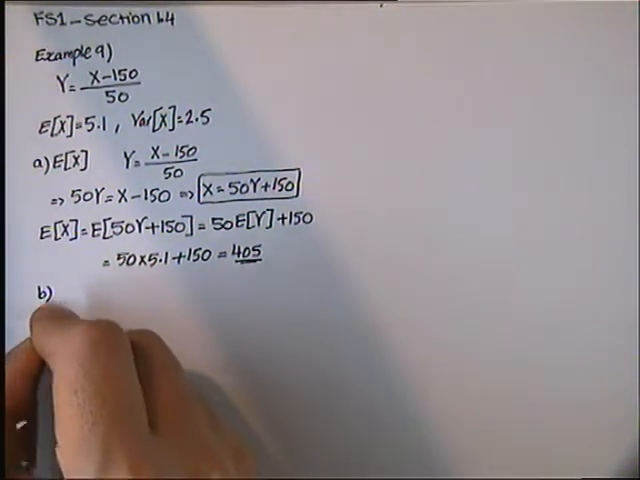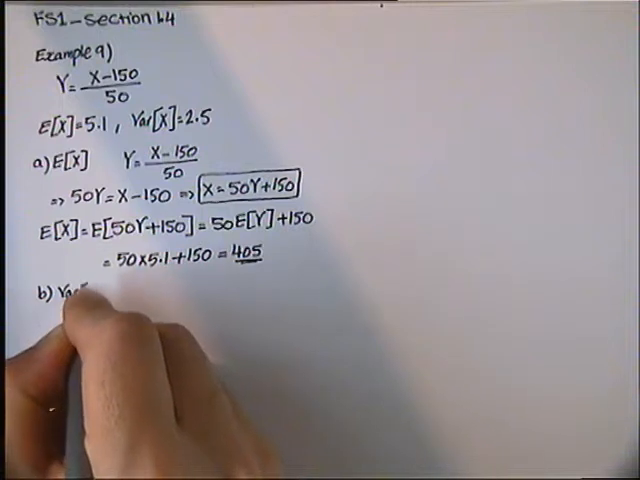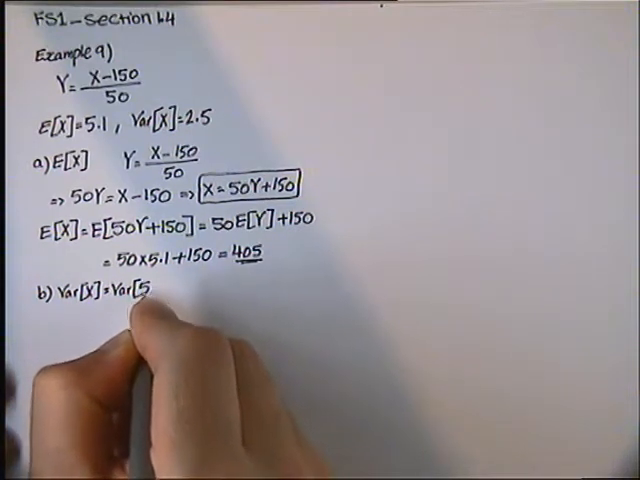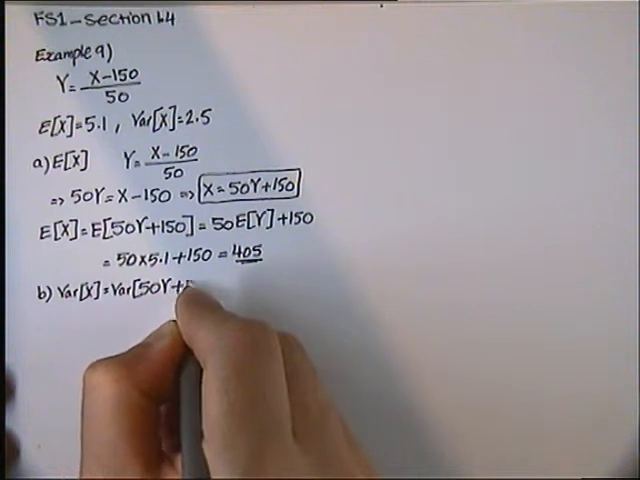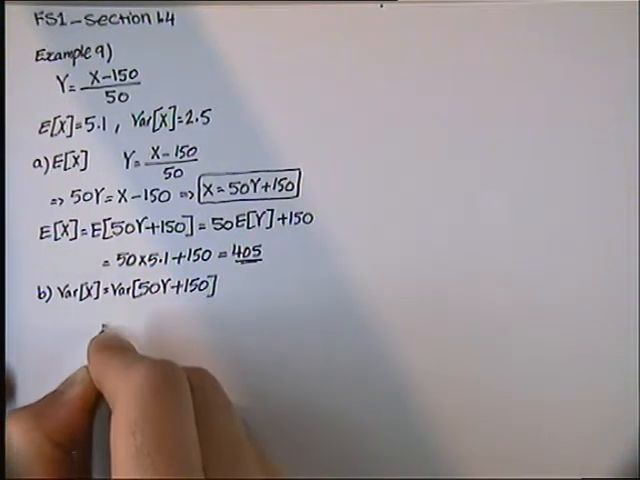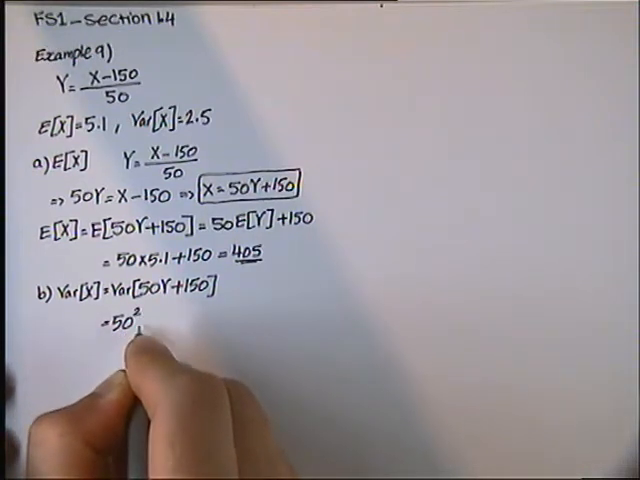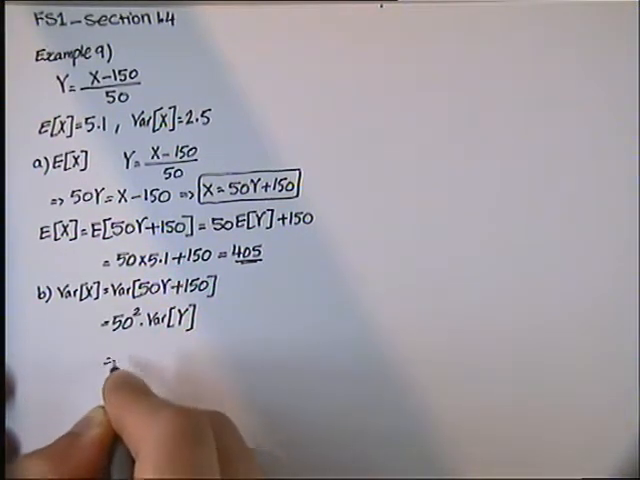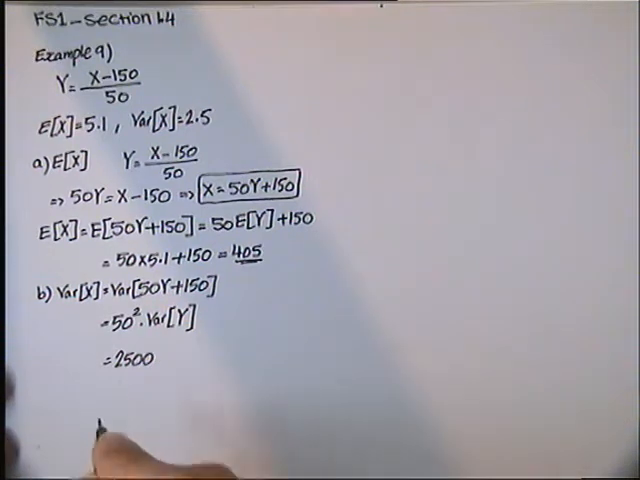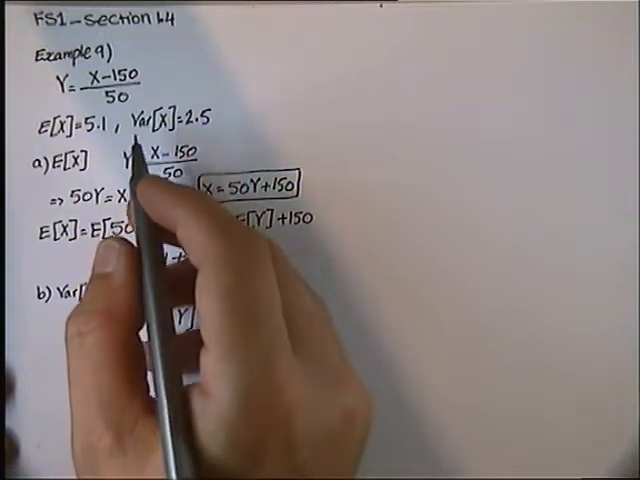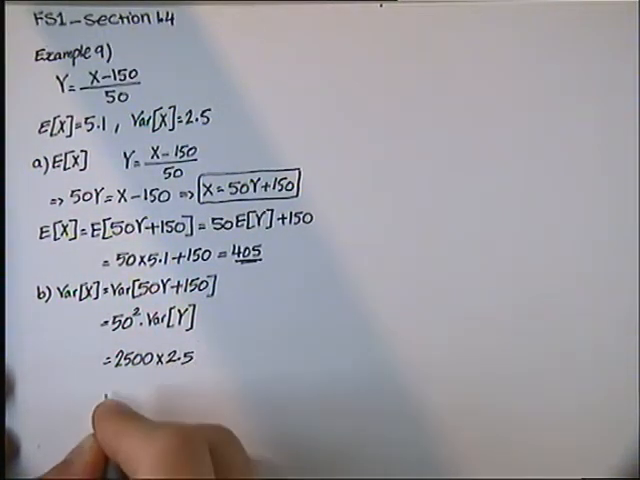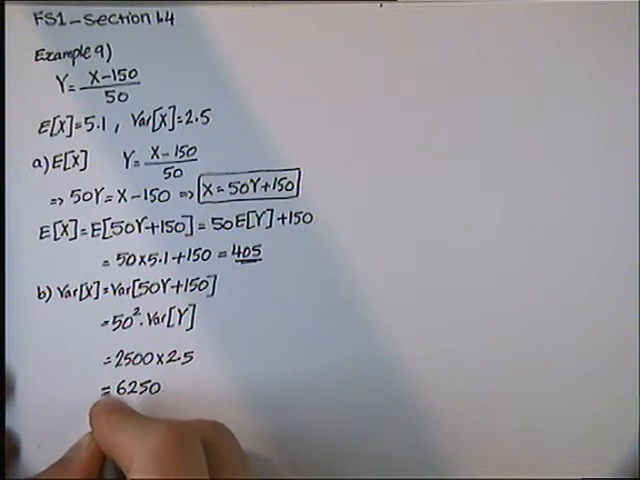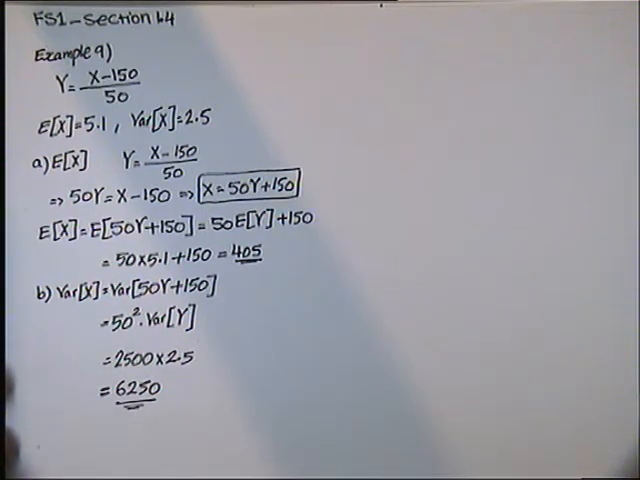Part B. Find variance of x. Variance of x is equal to variance of 50y add 150, which is 50 squared times variance of y, and finally 2500 times variance of y, which is 2.5. It should be 6250.